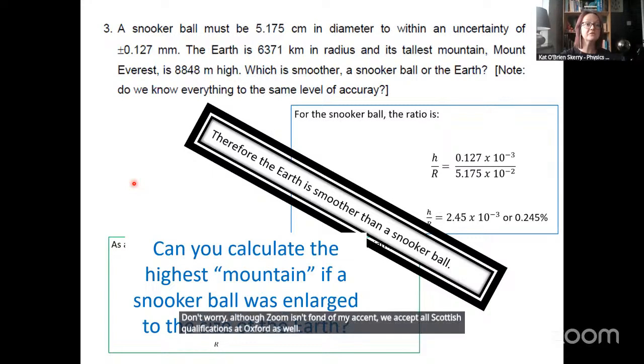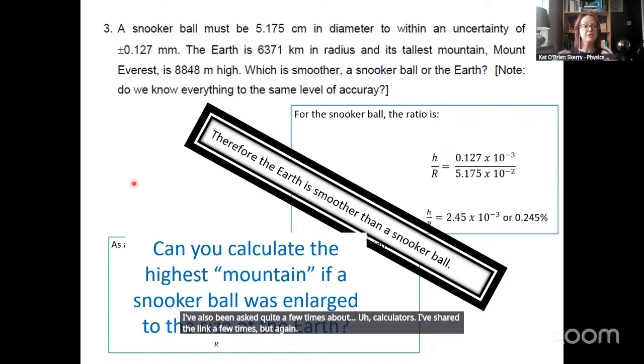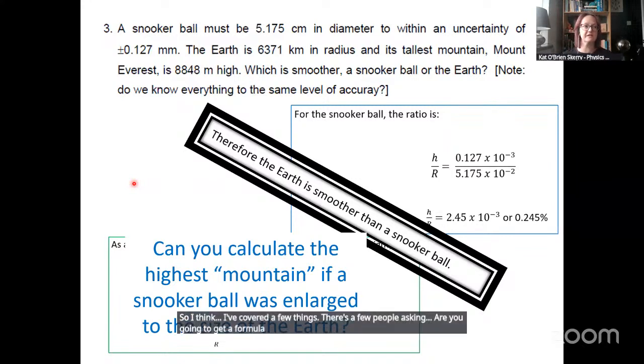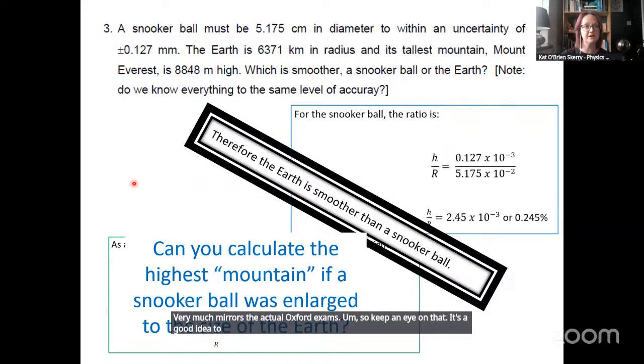I've also been asked quite a few times about calculators. I've shared the link a few times, but again, I will share, you can just give the calculator a go. So I think I've covered a few things. There's a few people asking, are you going to get a formula booklet, things like that. Simple answer is no. It's a basic scientific calculator and there's no formula booklet. It very much mirrors the actual Oxford exams. So keep an eye on that. It's a good idea to have a rough idea of constants as well.